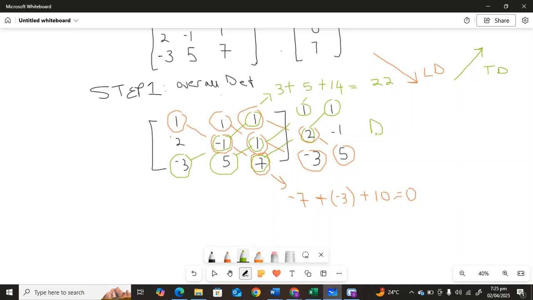So for our overall determinant, it is the leading diagonal minus the trailing diagonal. All right, so it's going to be 0, this 0 here, minus this 22. So our determinant is negative 22. Any questions?